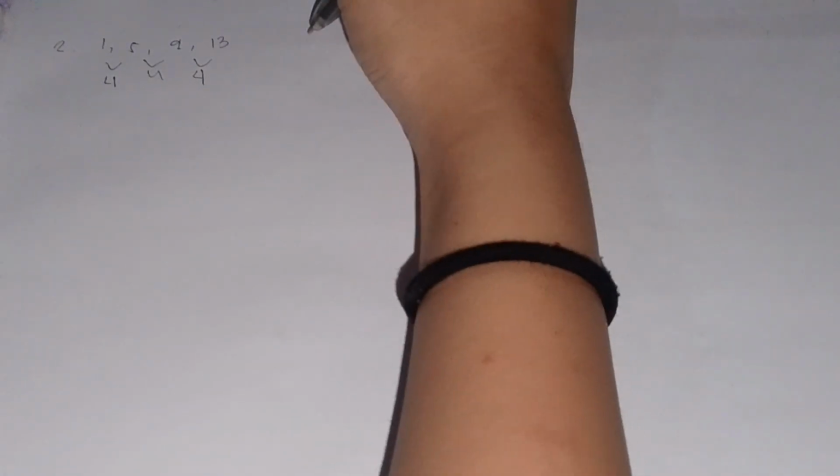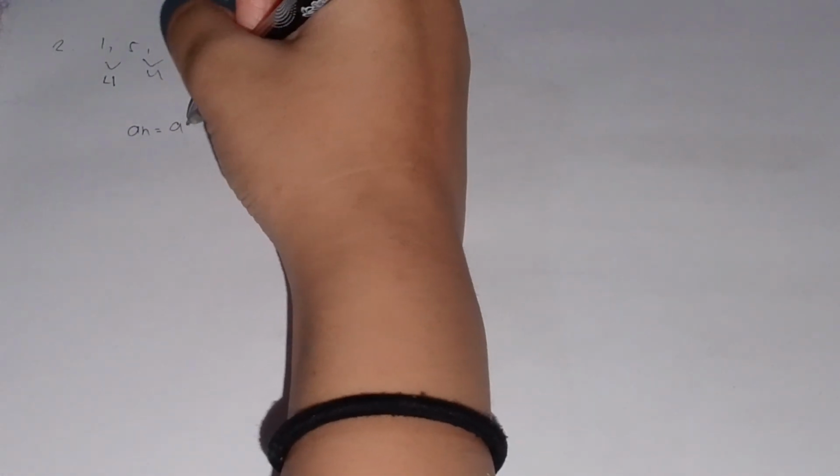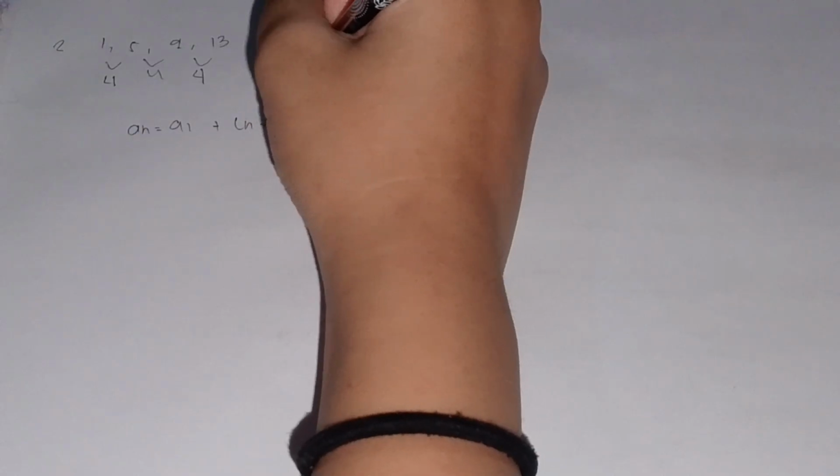So what if the teacher asks you again to solve for the 10th term? Again guys, you can solve this manually, but the disadvantage is it will take you too long. So if you want to answer it easily, without taking too long, you will just use this formula: An equals A1 plus n minus 1 and then d. So again, let's just write first the given.